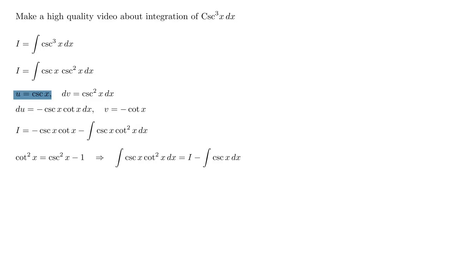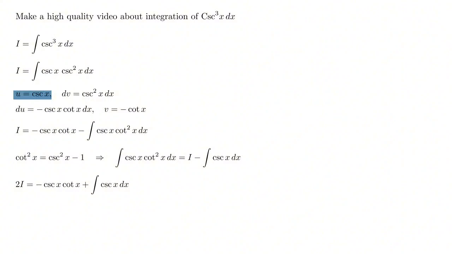The fix is an identity. Cotangent squared equals cosecant squared minus 1. That replacement is powerful, because it creates a copy of our original integral I, which we can then solve for. Substitute that back into the equation for I. Now you'll see the payoff.